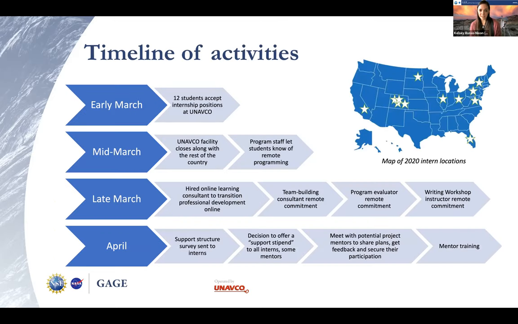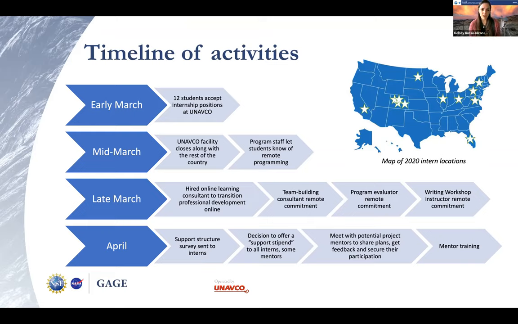So, a quick timeline of activity. Early March, we accepted 12 students into the internship positions. I have a map here of where all the students worked from their home locations. So they were definitely spread out across the map, in different time zones. By mid-March, the UNAVCO facility closed, along with most of the rest of the country. And at that point, we let the students know that we were going to move to a remote format. We didn't have a lot of information on what that was going to look like at the time, but we let them know that we were going to see our commitment through.